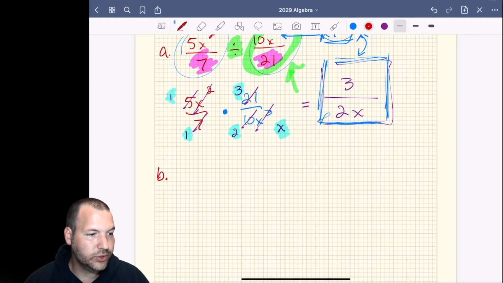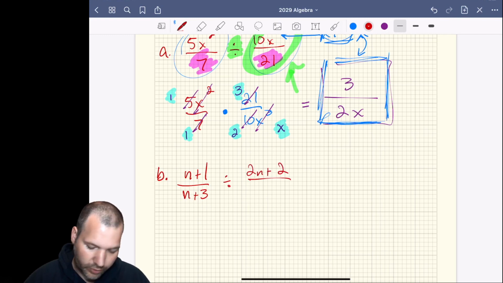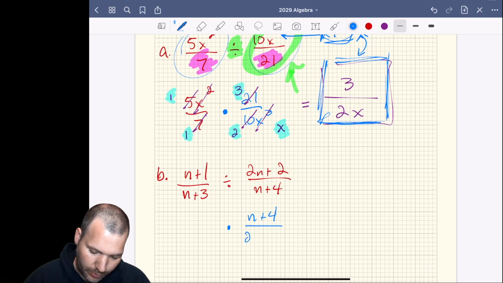Unsurprisingly, we can do this with binomials or trinomials or any other kind of polynomial. It doesn't just have to be monomials. So I'm looking at example 1b now, which has the rational expression n plus 1 over n plus 3 divided by 2n plus 2 over n plus 4. At this point, hopefully you understand, yes, of course we're going to flip this around, times n plus 4 over 2n plus 2, and that original expression, nothing changes there.